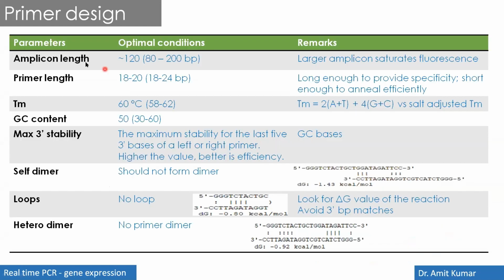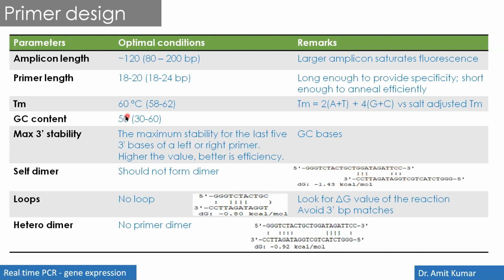I have already said that the amplicon length should be close to 120, but it can range from 80 to 200. Primer length should be around 18 to 20. Melting temperature should be almost 60 degrees Celsius in most real-time conditions. However, these values are not hard and fast fixed, but they are very much optimal. And most of the time, if you follow this table, you will be able to design a good primer.